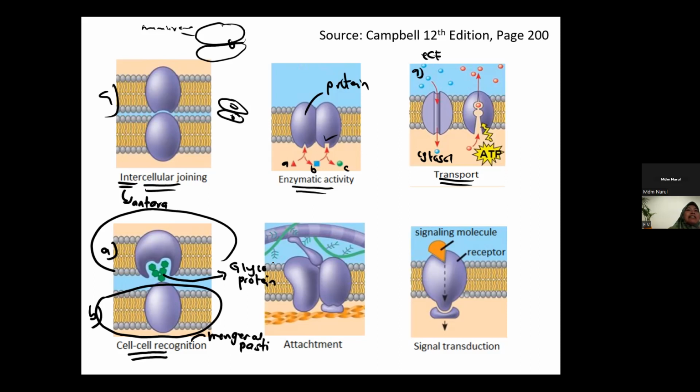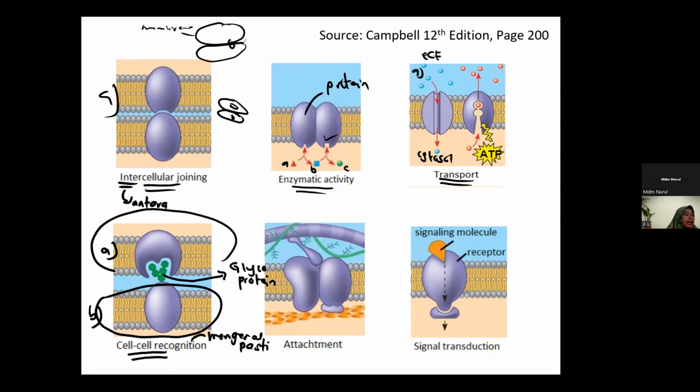Inilah dia cell-cell recognition. That's why Allah bagi everyone is very unique to one another because of this glycoprotein. Okay? Sama juga, nak derma darah pun sama. Bukan sesenang itu. Okay. Right, next one. Attachment.